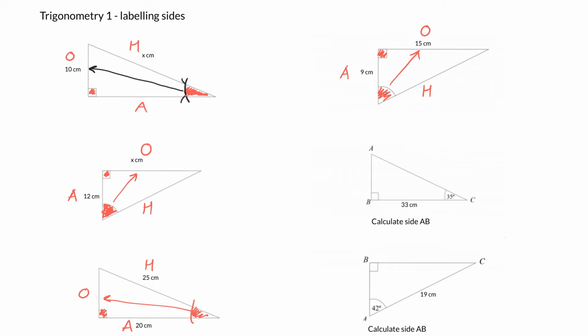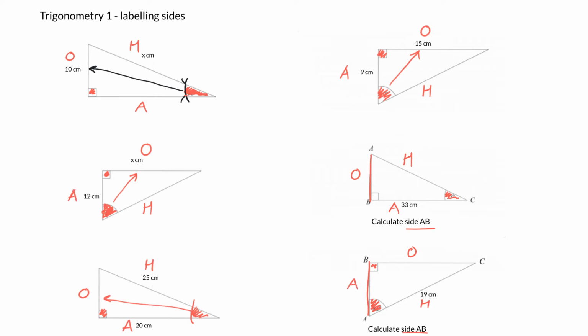Then these last 2 questions we're asked to calculate side AB. So there is side AB, and there is side AB. So it's exactly the same. We label the hypotenuse first, opposite the right angle. There is the angle, that's the opposite side, and the one that's left is the adjacent. There's the right angle, opposite the right angle is the hypotenuse. There's the angle, opposite the angle is O, and the one that's left is the adjacent. So labelling them is the first thing to do.